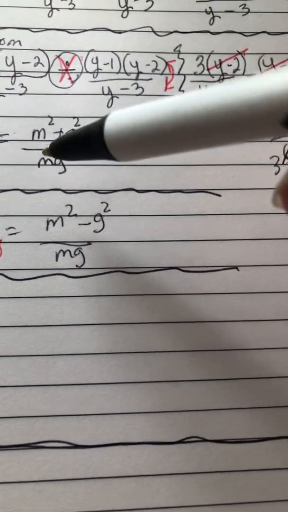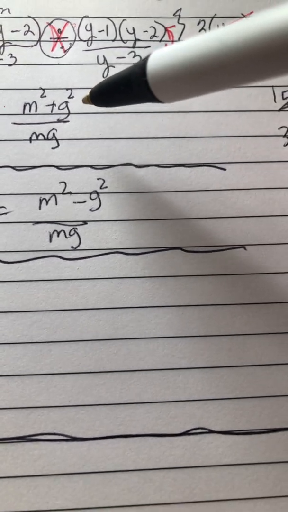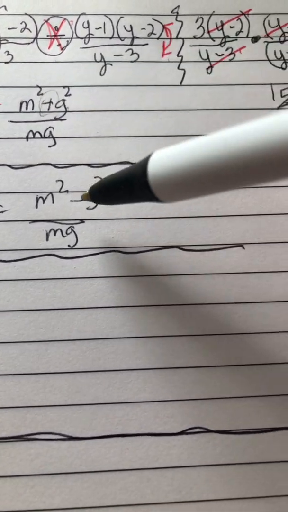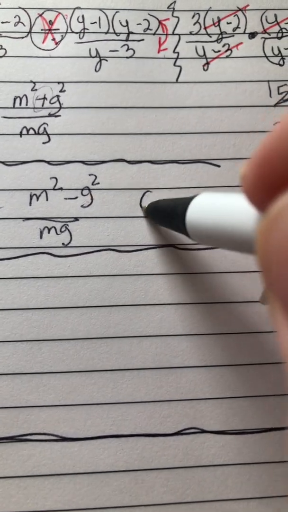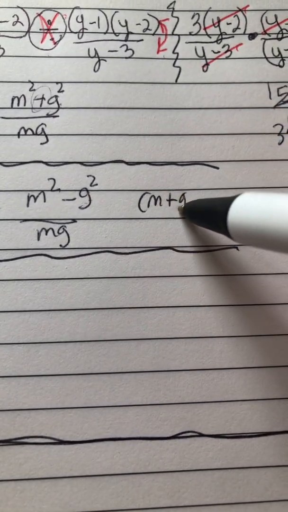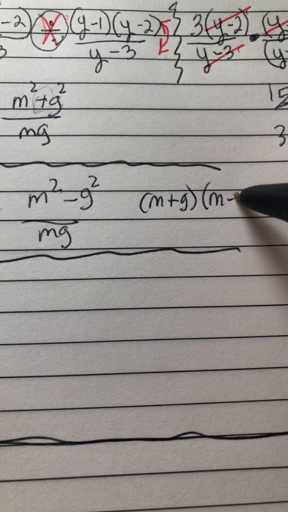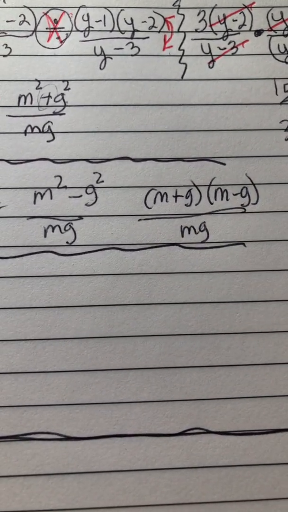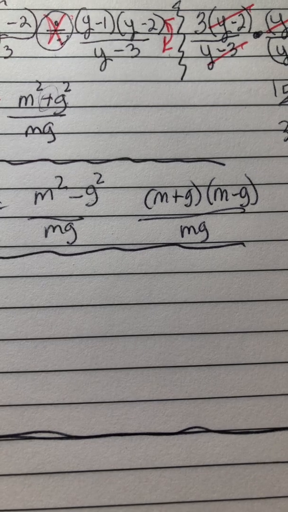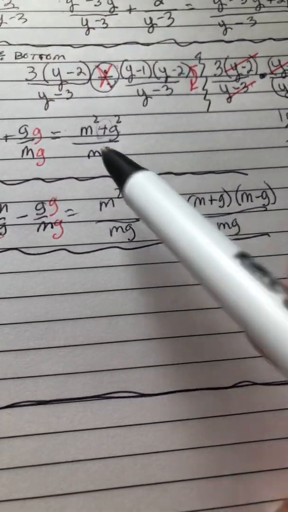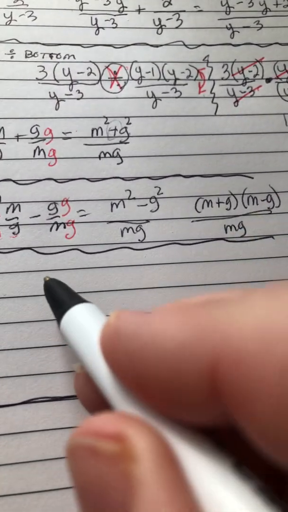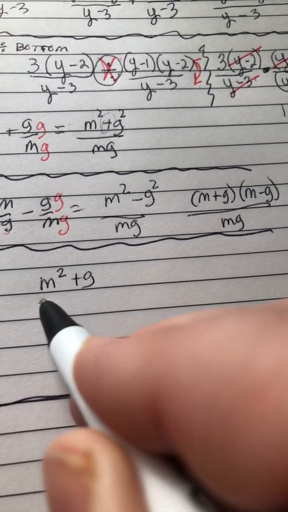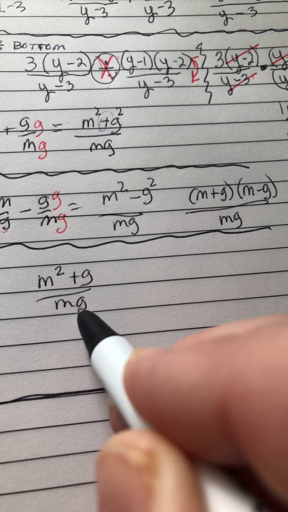Now, if we could factor any of these, we would, just in case there's something in common. This one can't be factored because it has a plus, but this one can. If you factor it, it's m plus g, m minus g over mg. So now we're going to take the top divided by the bottom. So the top is m squared plus g over mg.